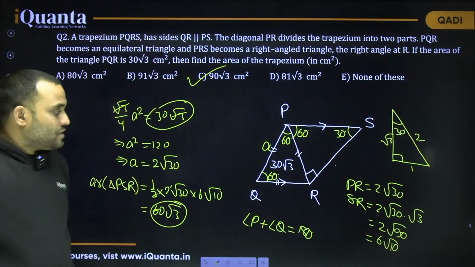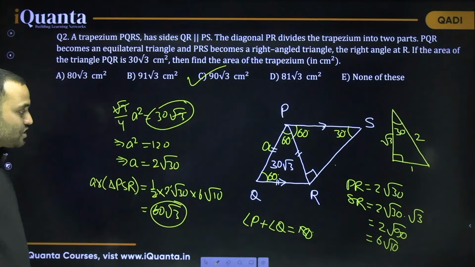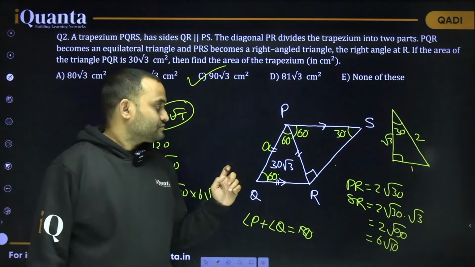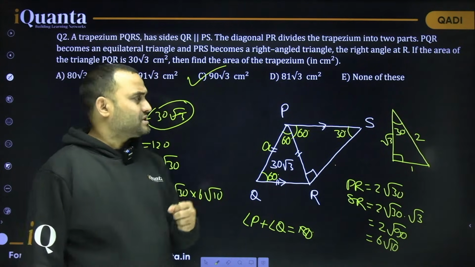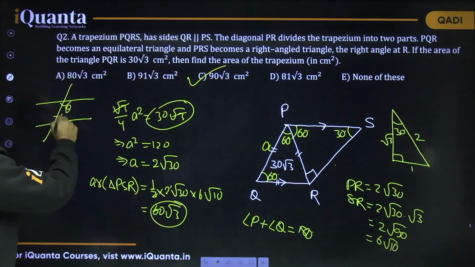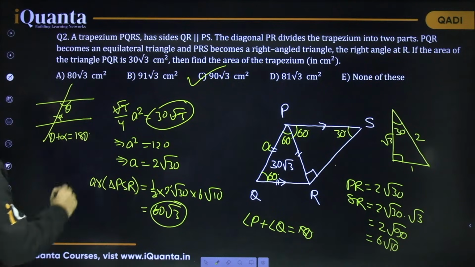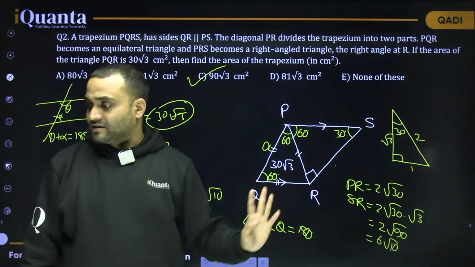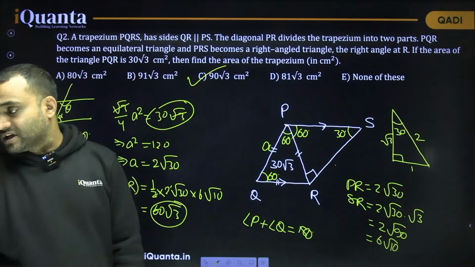So there is a use of very basic concept that if there are two parallel lines, then adjacent angles are supplementary. Theta plus alpha is equal to 180 degree, and then 30, 60, 90 degrees triangle. That's it. Nothing more than that.